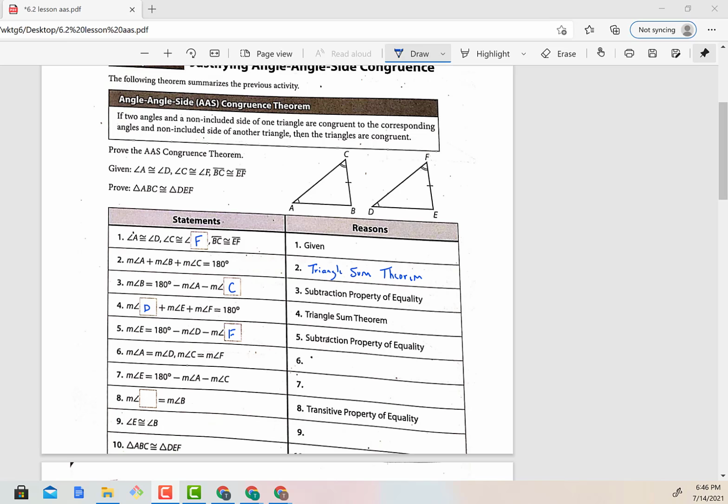Statement number 6 says the measure of angle A is equal to the measure of angle D. It also tells us the measure of angle C is equal to the measure of angle F. This simply comes from the original given statement. And there's a number of ways to say this, but congruent angles, because we know all these angles are congruent to each other, have equal measures.